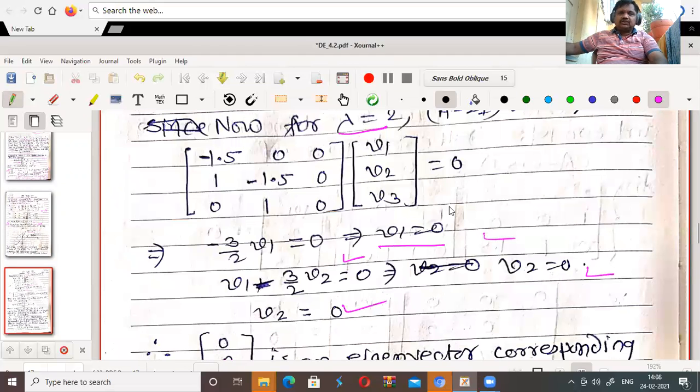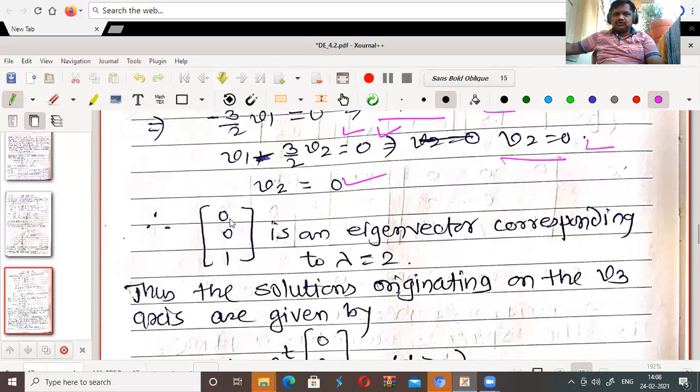So if I solve this, we get first row, first column, minus 3 by 2 v1 equal to 0. Second row, first column, v1 minus 3 by 2 v2 equal to 0. And third row, first column, v2 equal to 0. Now v2 equal to 0 as well as v1 equal to 0, so v3 is anything. So 0 0 1 is an eigenvector corresponding to eigenvalue lambda equal to 2.